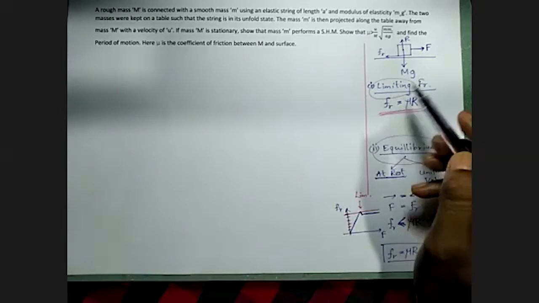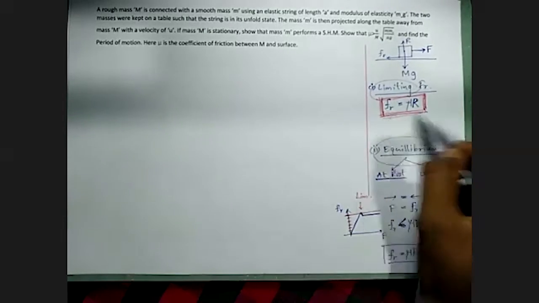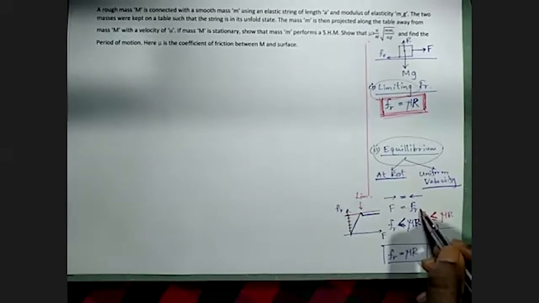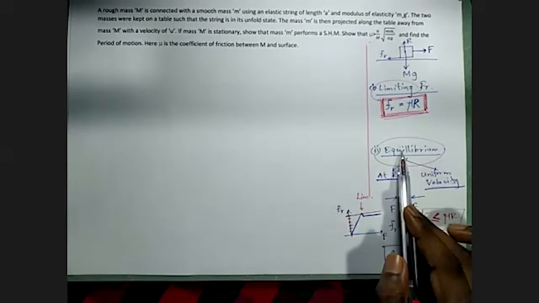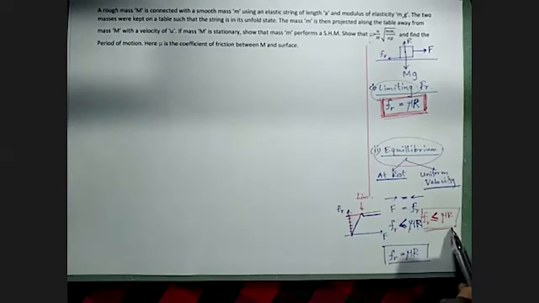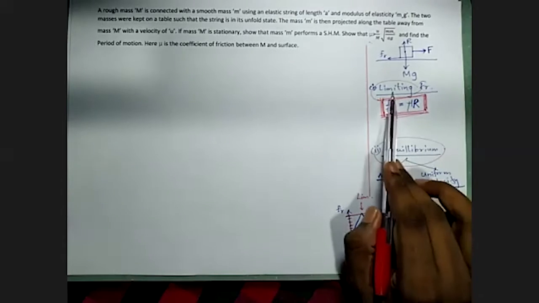Okay, these red color things are enough. Even though I explained everything, to solve and take these inequalities, you should know only these two cases. If it is equilibrium, inequality; if it is limiting friction case, equation. Okay, after this frictional theory discussion, we can start our problem.